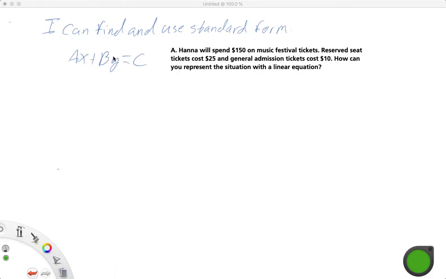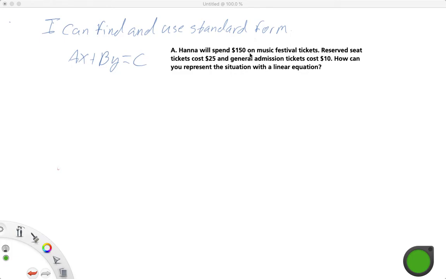We're still doing standard form. That's the form of ax plus by equals c. I can write and graph linear equations in standard form. We just want to know how to use this. Okay, so here's a problem, and it actually works pretty well in standard form.